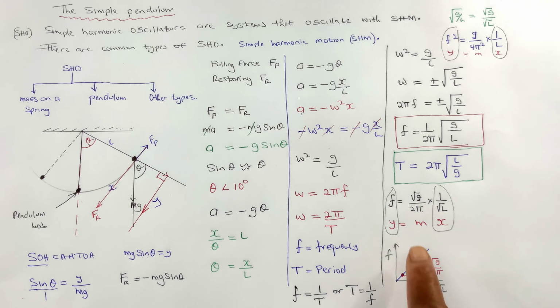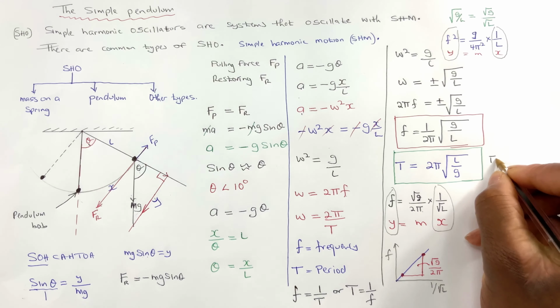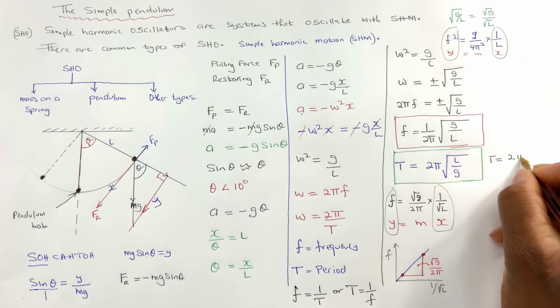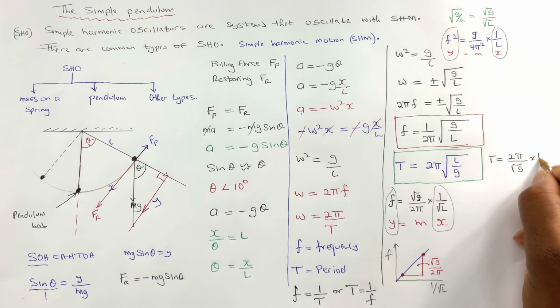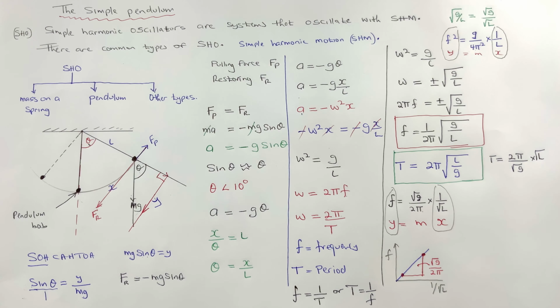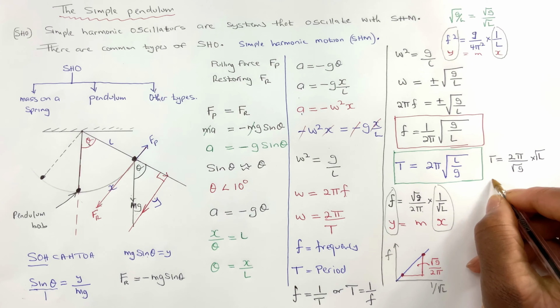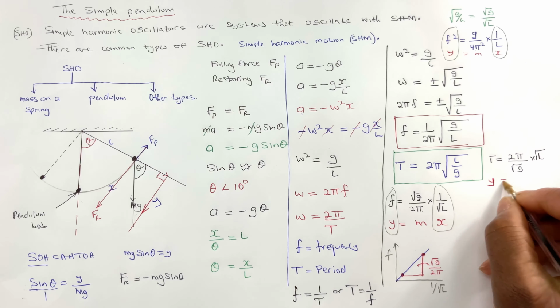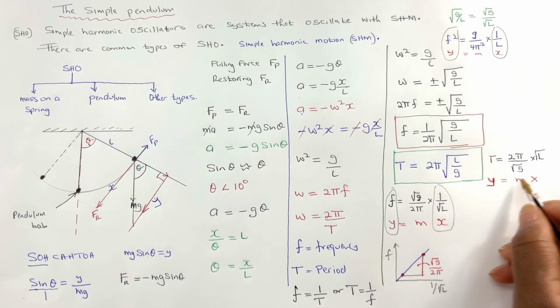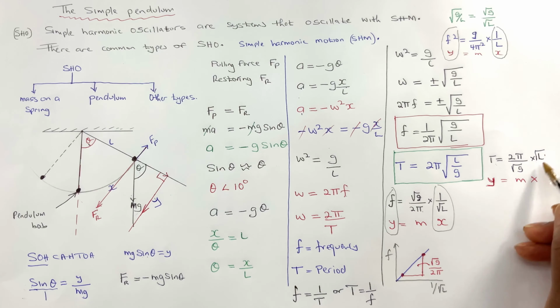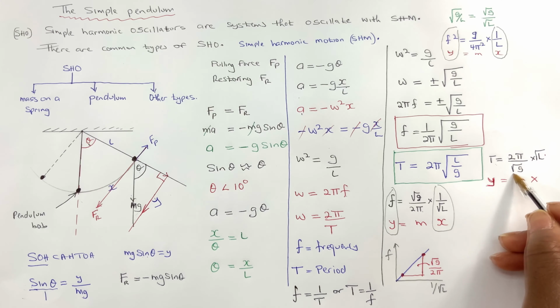You could do the same with the period as well. We could rewrite that equation. We could say T equals 2 pi over root g times root L. As you can see, again, plotting T against root L, the gradient will be 2 pi over root g.